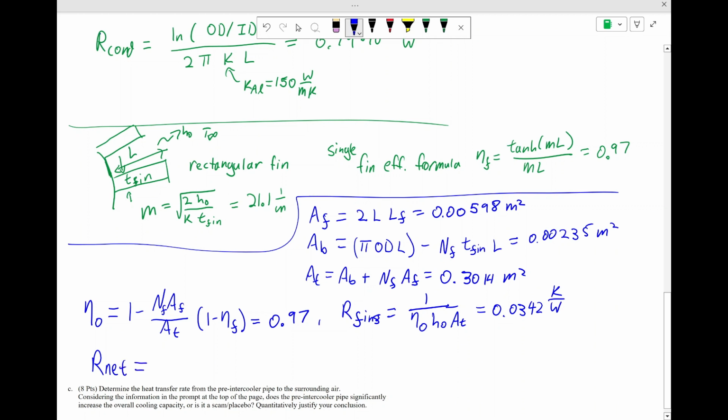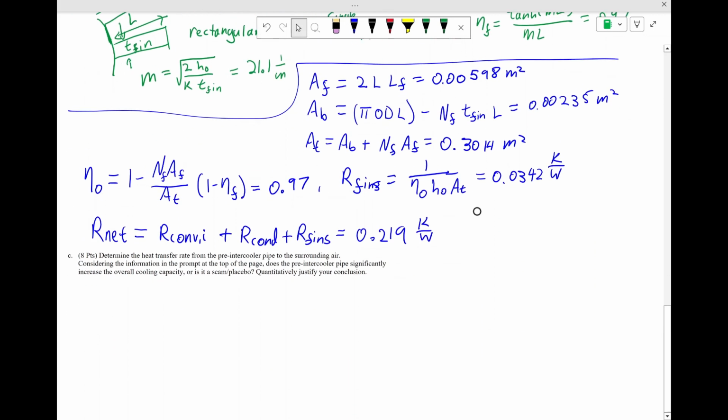So finally we can get our net resistance, which is the sum of those three individual resistances. So R net is equal to R conv I plus R cond through the tube wall, and then the fins on the outside. And let's see, so this total resistance is going to be 0.219 K per watt.